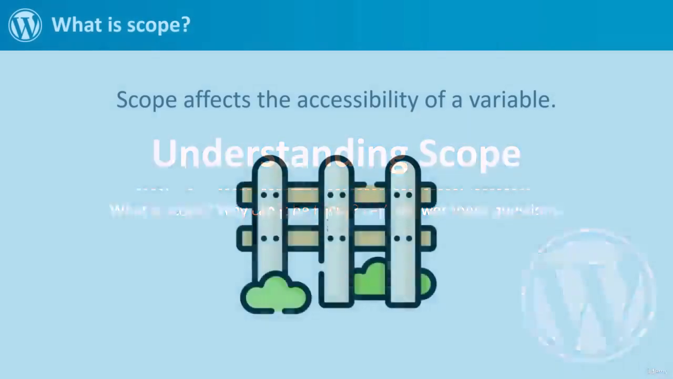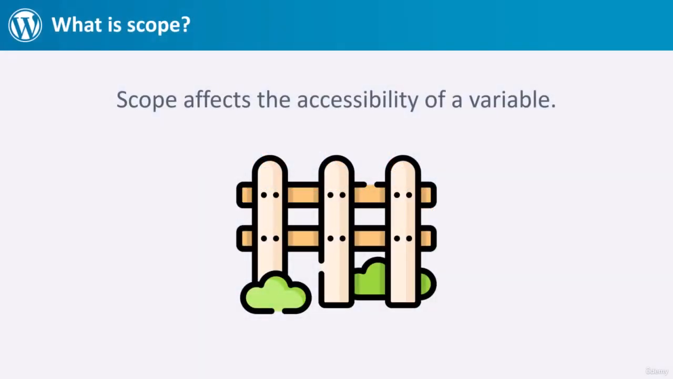Scope affects the accessibility of a variable in your application. You can think of it as an imaginary fence for your variables. The location of your variable definitions will affect how they can be used. If your variable is defined in a block of code, external code will not have access to the variable.